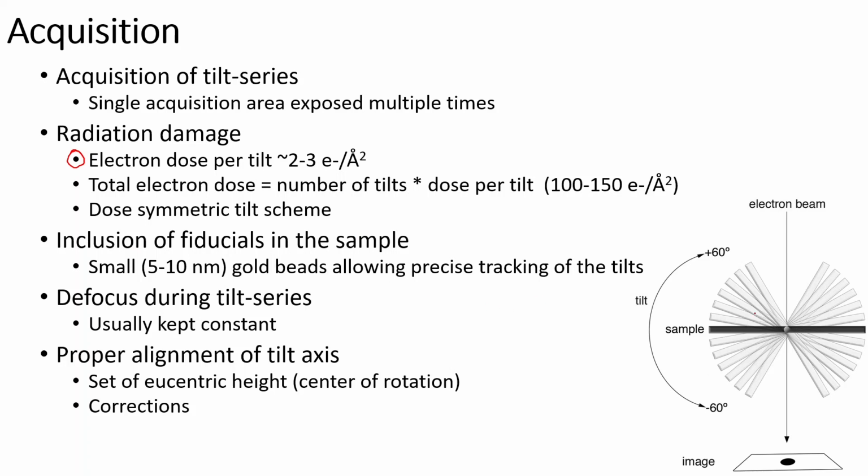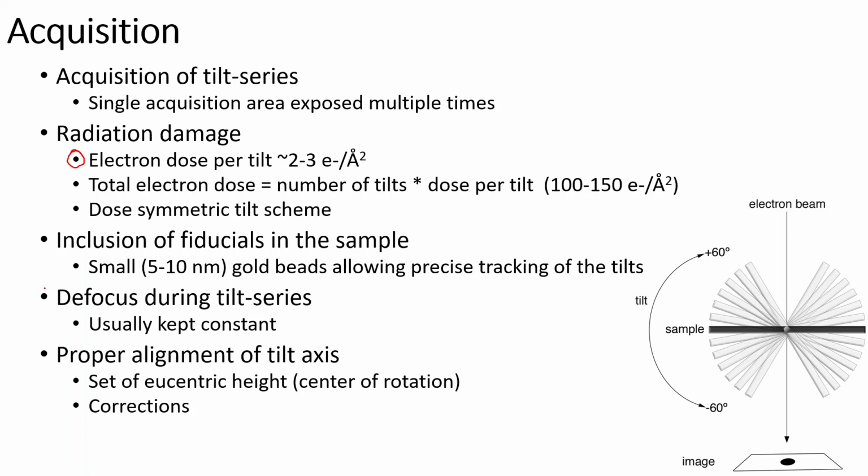Because nothing is perfect, our stage is not perfect, and we want to precisely track the tilts, it's feasible to include so-called fiducials in the sample. The fiducials are small gold beads that allow us precise tracking of the tilts. These small gold beads of size 5 to 10 nanometers make very dark, contrastful spots in the sample, and these are very easily trackable even under low doses, and therefore we can reconstruct how the tilts were moving during the acquisition process.